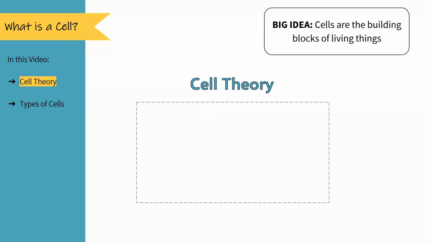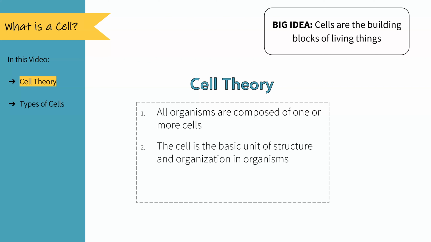About 150 years later, in 1838, two men named Theodor Schwann and Matthias Schleiden came up with two of the tenets that we use in our modern cell theory. The first is that all organisms are composed of one or more cells. And the second is that the cell is the basic unit of structure and organization in living things. And these two tenets together give us the big idea for this lesson, which is that cells are the building blocks of living things.